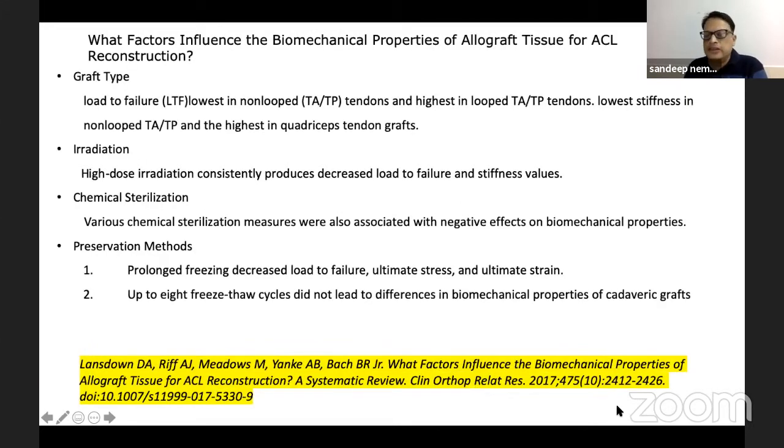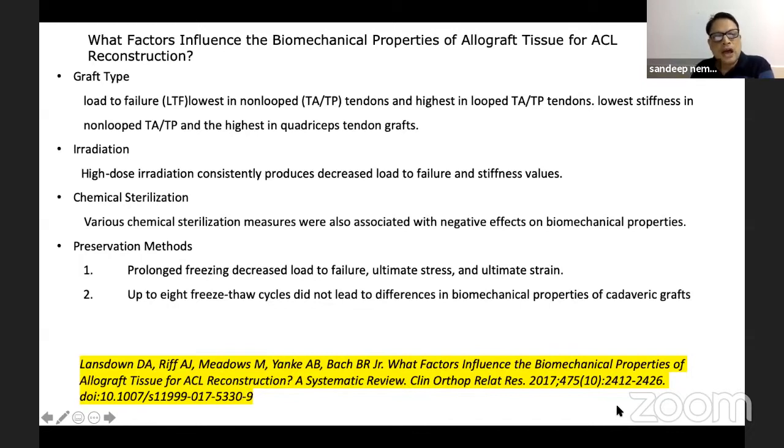Then besides that, there are certain factors that influence the biomechanical properties of allograft tissue for ACL reconstruction. What are these factors? These factors are the graft type. If you see the load to failure, it is lowest in non-looped tibialis anterior and tibialis posterior tendons and highest in looped tibialis anterior and tibialis posterior allografts. There's lowest stiffness in non-looped tibialis anterior and tibialis posterior and highest in quadriceps tendon grafts.